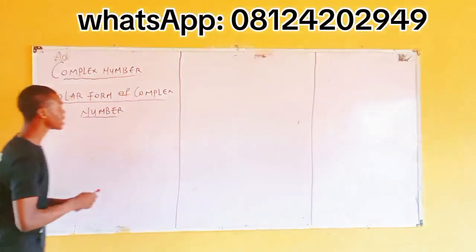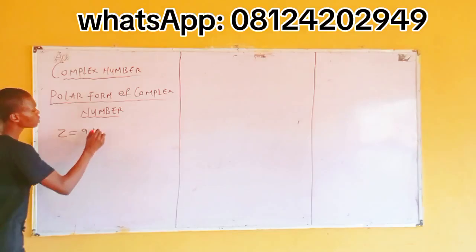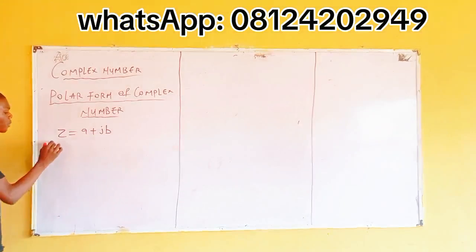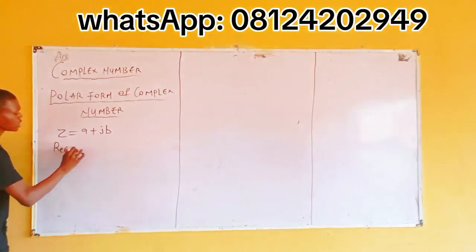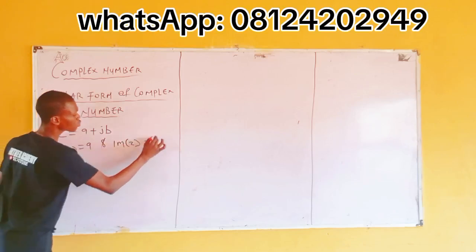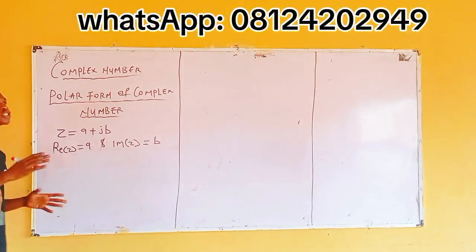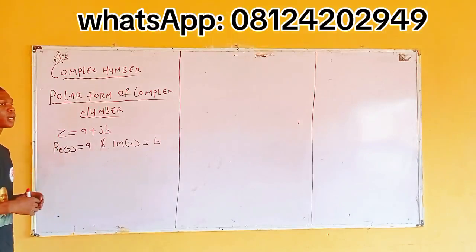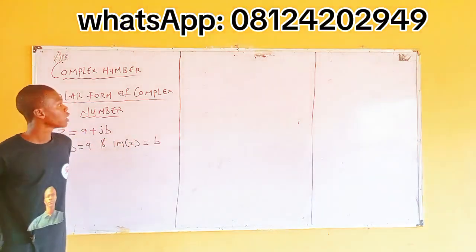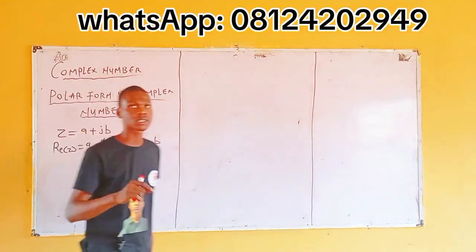And from there, we said that given a number, let's say z, is equal to a plus jb. This is a complex number. Why? Because the real part of z is equal to a, and the imaginary part of z is equal to b. So what you are saying in essence is that when you have a number mixed up with real part and imaginary part, which is z in this case, it becomes what? A complex number.